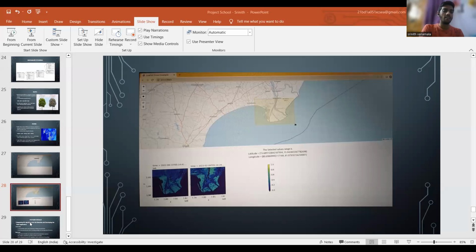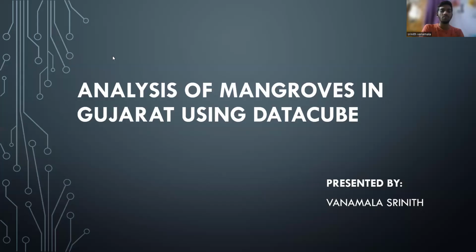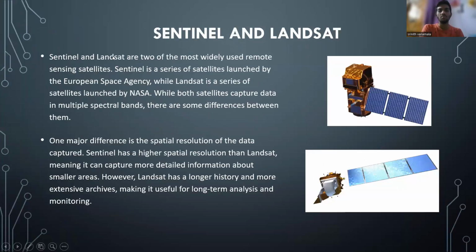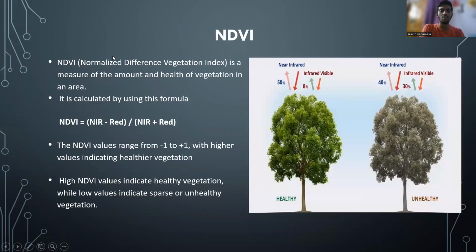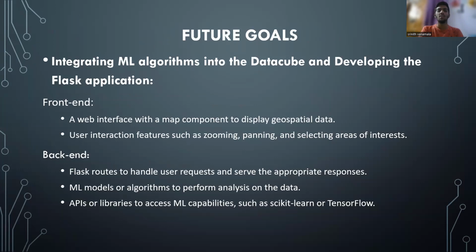So finally, I'll wrap up my project with the future scope. The future scope is integrating machine learning algorithms into the data cube and developing a Flask application. I want my front end to be a web interface with a map connected to the geospatial data, like the map shown previously. The backend is Flask, which will route to handle user requests and serve the appropriate responses. The main development will be looking into the machine learning algorithms and integrating them into our application. Thank you.